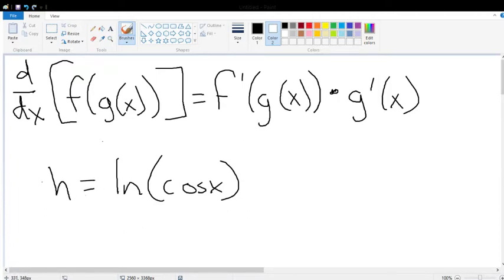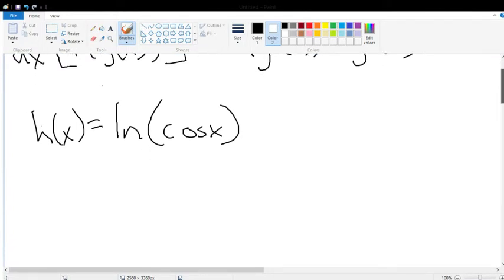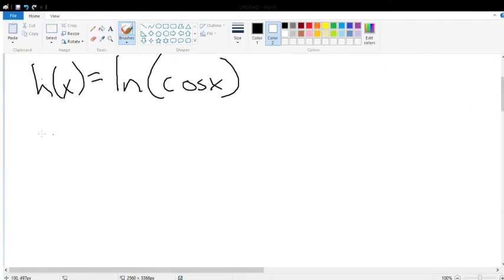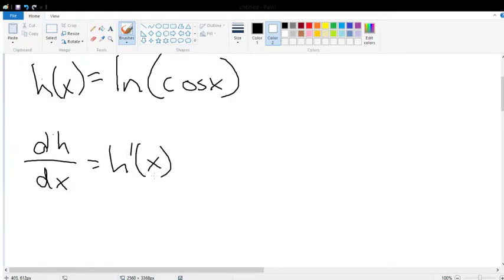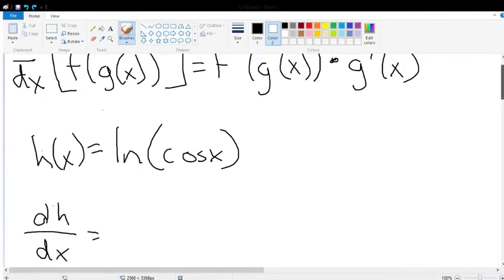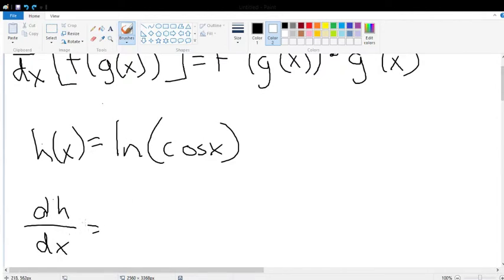Sorry, h is equal to this. h of x is equal to natural log of cosine of x, and we want to find the derivative of h with respect to x. So this is the same thing as h prime of x. I'm trying to get you used to notation, but this notation is not that big a deal. You should be able to recognize it. All this is saying is to find the derivative of this piece right here.